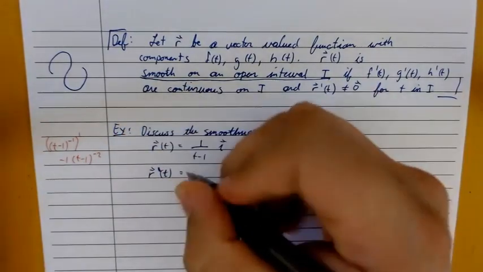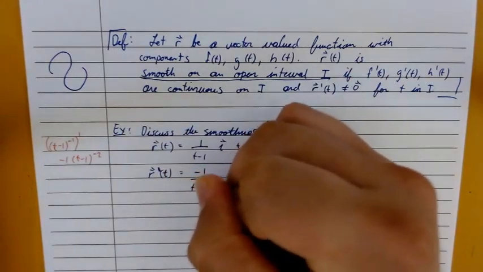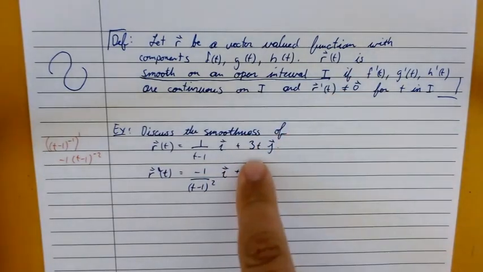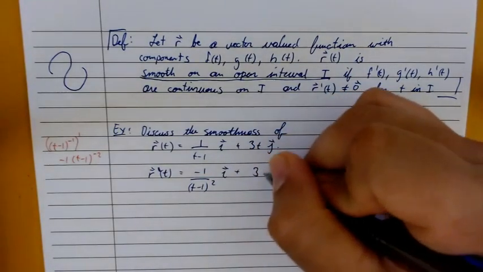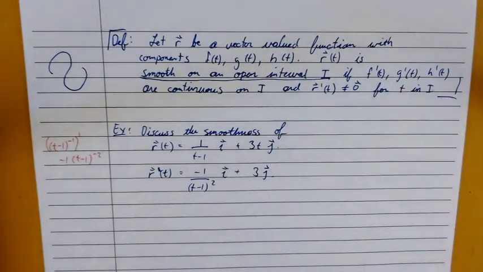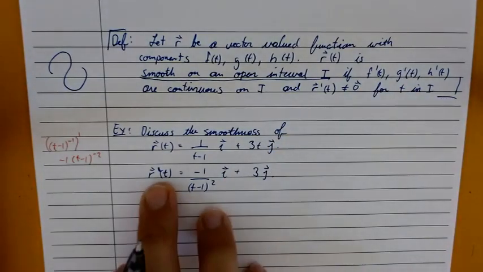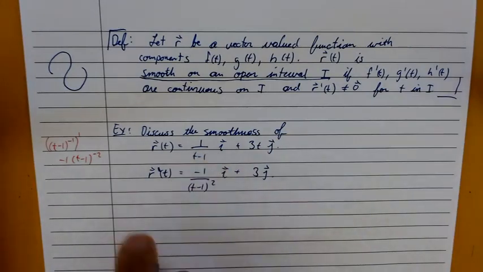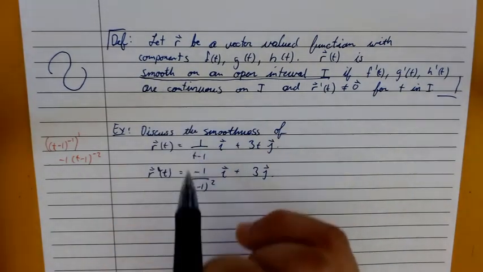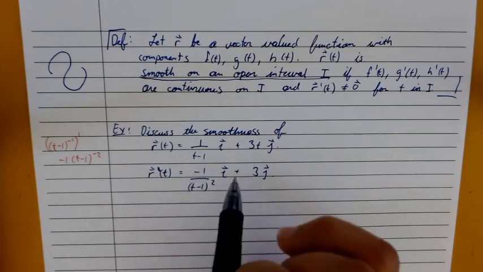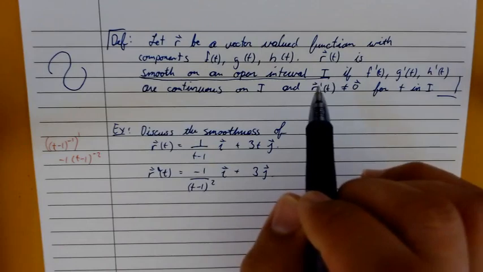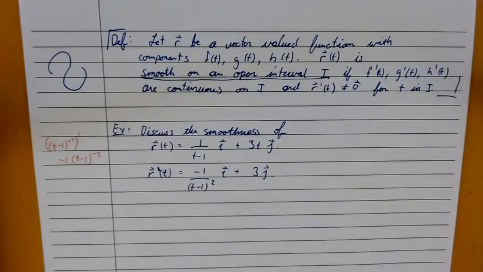So that'll give me minus 1 over t minus 1 squared, i, plus, and then here, that's just 3j. Okay, all right, so we have the derivative of our vector valued function, which gives us the derivative of its components. So now we need to find where each of these is smooth, where each of these is continuous, and where they are not equal to 0. Okay, so let's take a look.